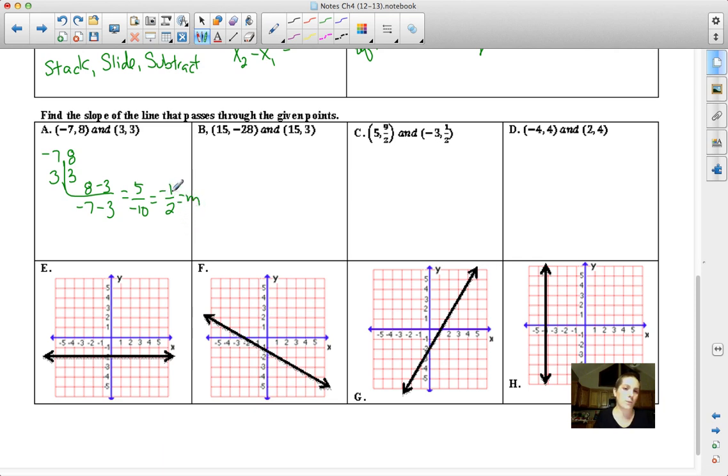For every 1 point I go down, I'm going to move 2 points to the right. Try B, C, and D with this formula.